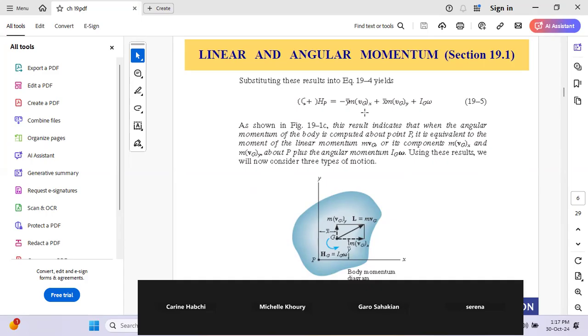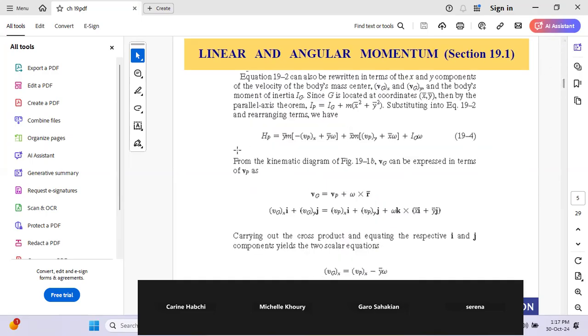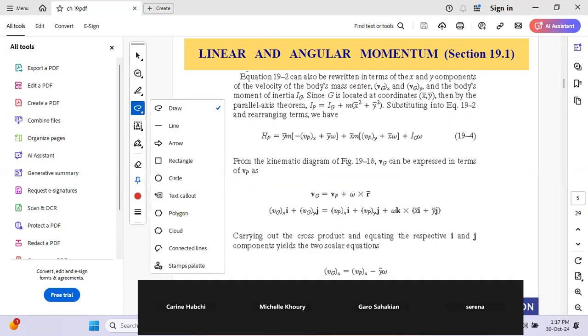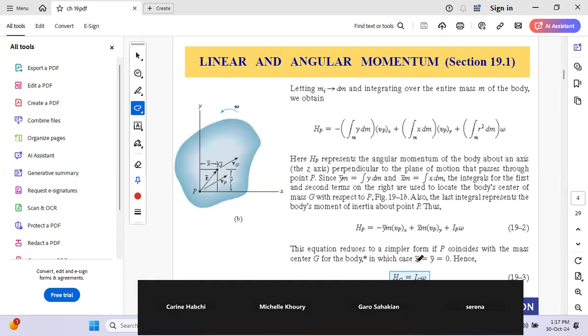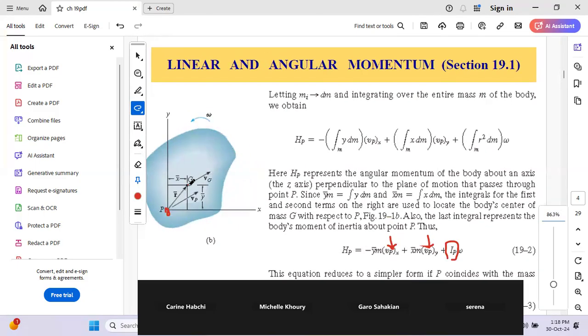We can demonstrate that HP can be written as minus y bar m Vgx plus x bar m Vgy plus Ig omega, because look, if you use the parallel axis theorem, in the previous equation, you replace VPX and VPY by their expressions. And what is IP actually? IP is the inertia about P, but you can relate inertia about P and inertia about G using which theorem? Parallel axis. Exactly, the parallel axis theorem.